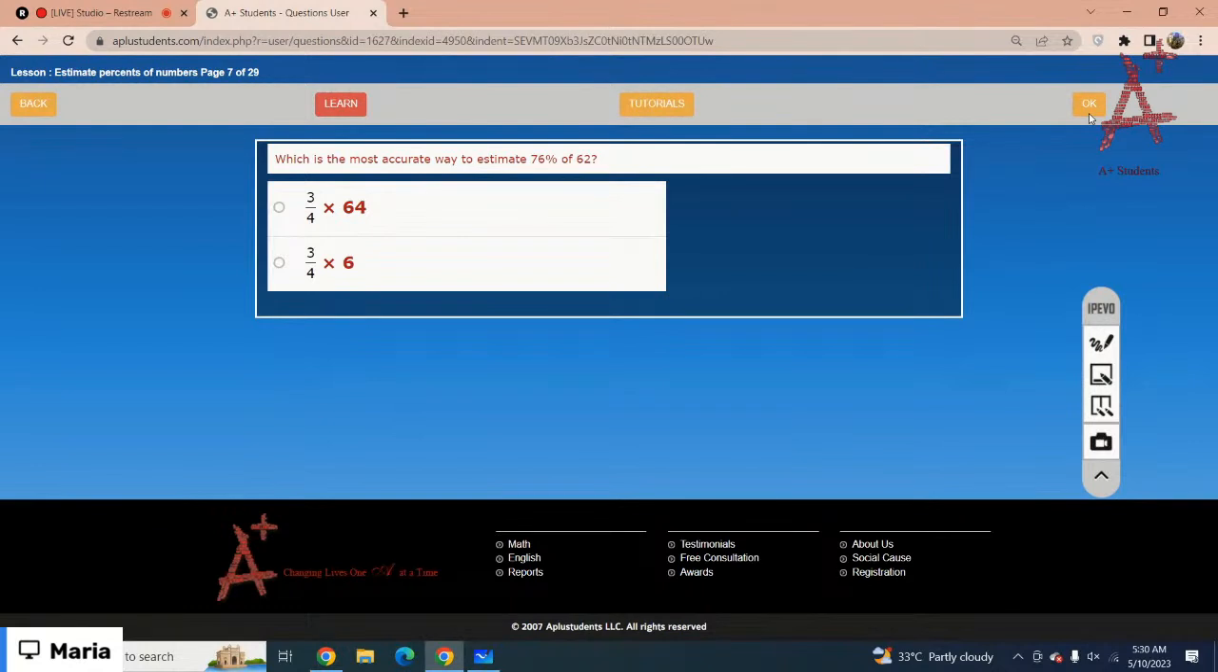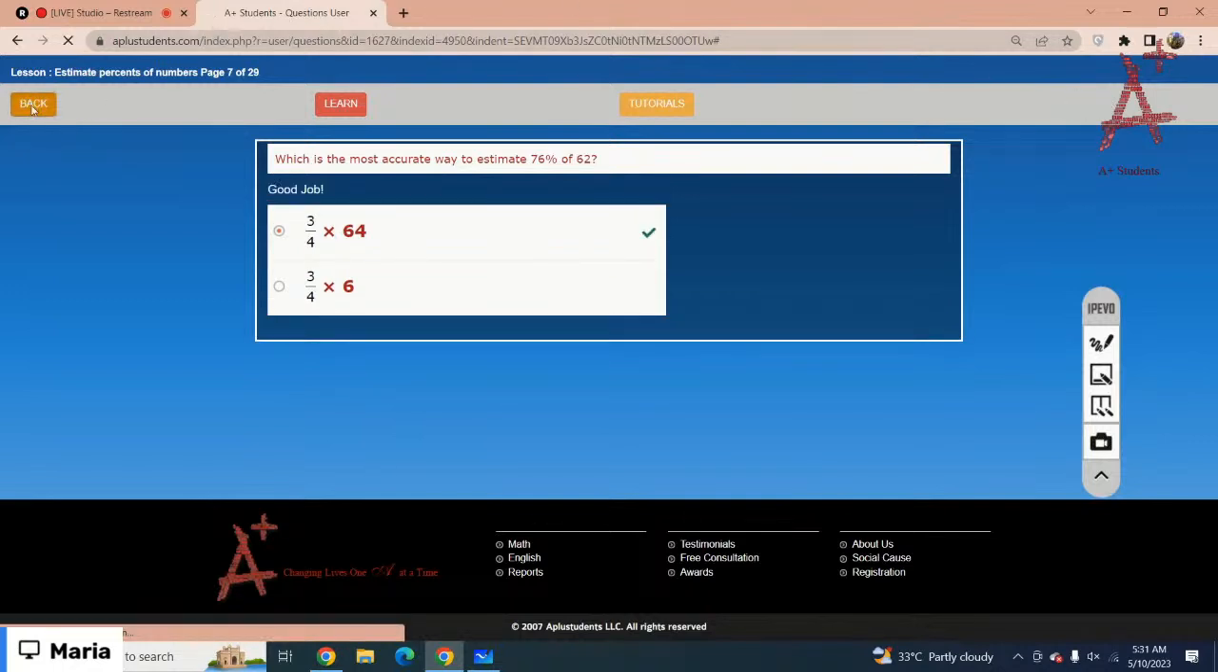Which is the most accurate way to estimate 76% of 62? So which is the correct option? It would be 3/4 times 64. That would be option number 1. You can complete the test by yourself later today. Let me just move on to the next lesson.